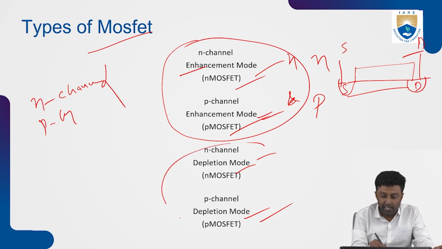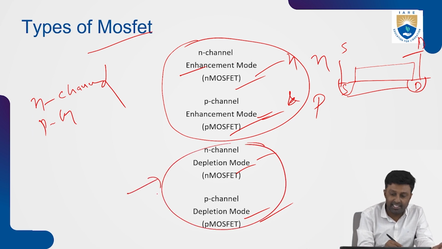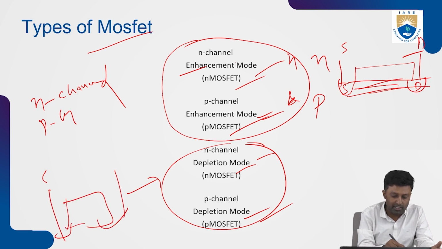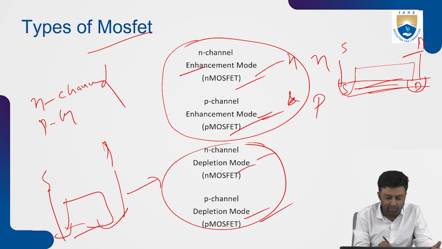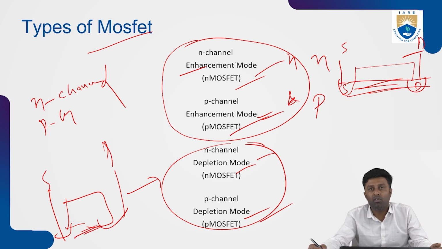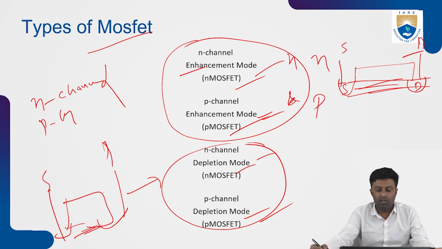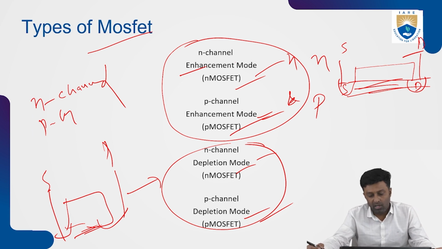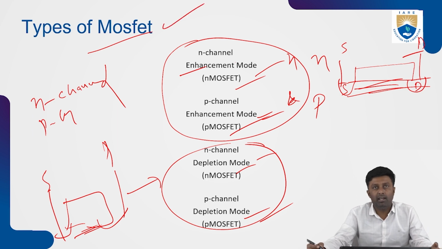Whereas in the case of the depletion type MOSFET, the channel exists between the source and drain terminal. As you can see here, this is the source and the drain terminal. The channel will already be present from the beginning itself. Such MOSFETs are called depletion mode MOSFETs. Again, in this we have two types: N-channel and P-channel MOSFET. So this was about the types of MOSFET.